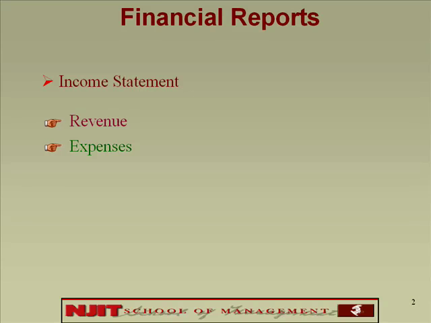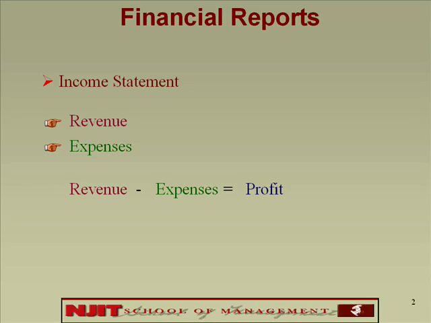And what we do is the following. We subtract expense from revenue to arrive at profit. Just as an aside, profit is also called net income. We did this formula or equation before. Revenue minus expense equals profit.